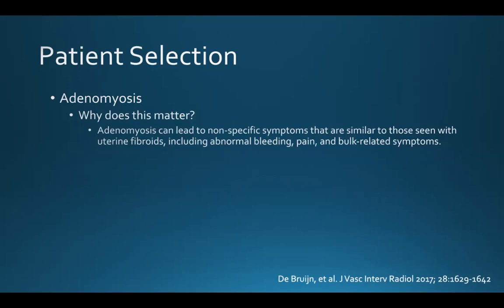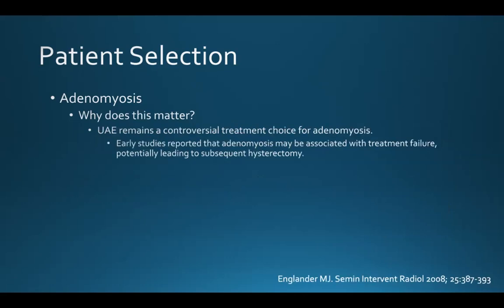Well, it matters because adenomyosis can lead to nonspecific symptoms that are similar to those seen with uterine fibroids, and this includes abnormal bleeding, pain, and bulk-related symptoms. It also matters because embolization may be a controversial treatment choice for adenomyosis. Early studies reported that adenomyosis may be associated with treatment failure, potentially leading to subsequent hysterectomy.